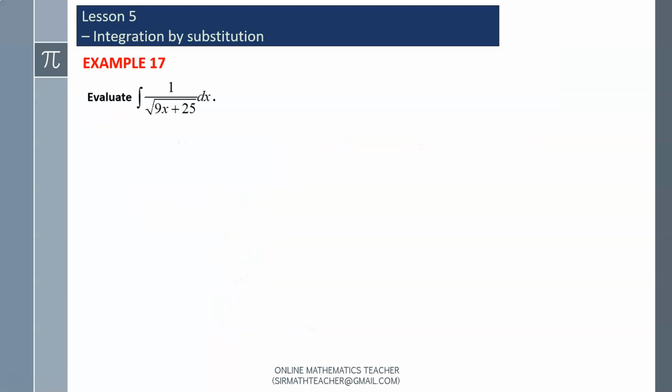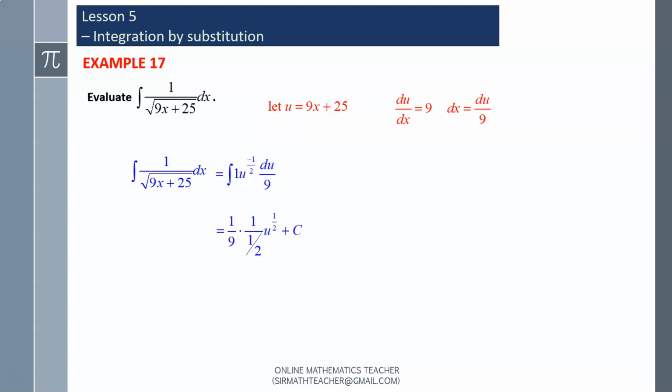Example 17. Evaluate the following integrand. Let u equal 9x + 25. du dx equals 9. Therefore, dx equals du on 9. Step 2, rewrite the integrand. Now here, before you move on, you could rewrite this as 1 over the square root of 9x + 25, and the square root is the power of a half.